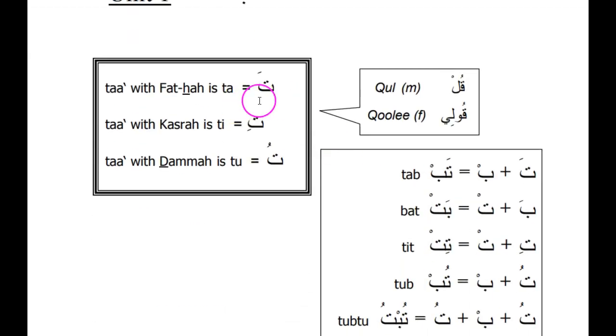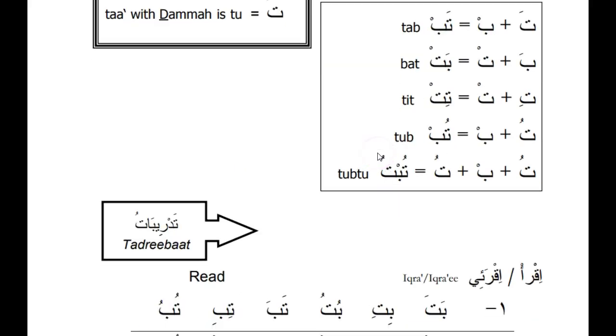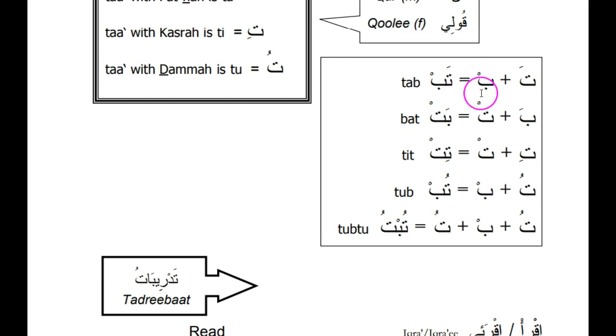So, ta with fatha, ta; ta with kasra, ti; ta with dhamma, tu. Ta, ti, tu. Here, ta with fatha plus ba with sukun: tab.